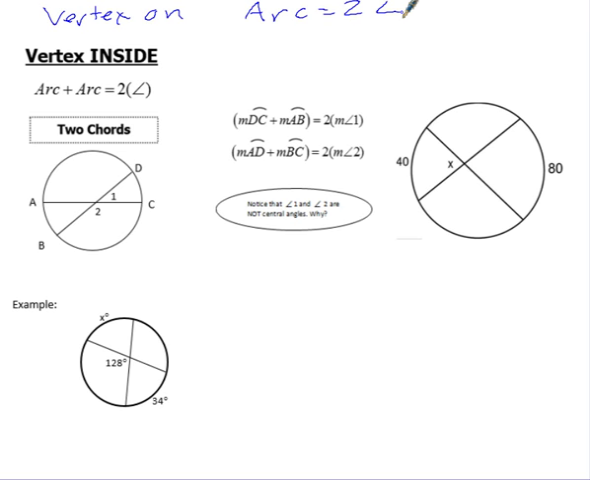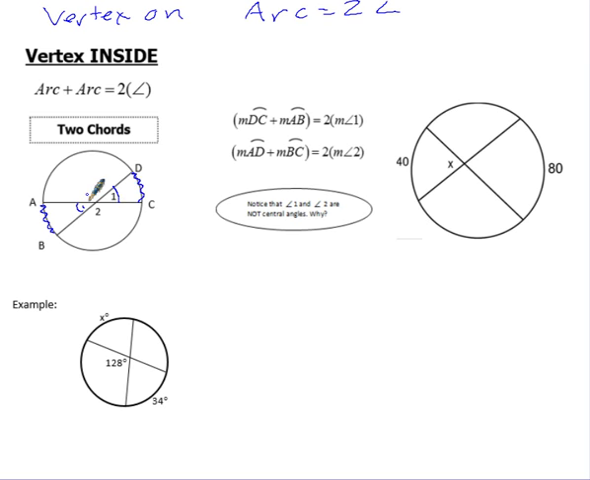When the vertex is inside of the circle, meaning the angle is created inside of the circle, we're going to do something called arc plus arc equals 2 times the angle. If we were solving for angle 1, the two arcs intercepted by angle 1 are arc DC, and then with vertical angles, we also have arc AB. So arc DC plus arc AB is equal to 2 times the measure of angle 1. We're multiplying by 2 because we're considering both of these angles here.